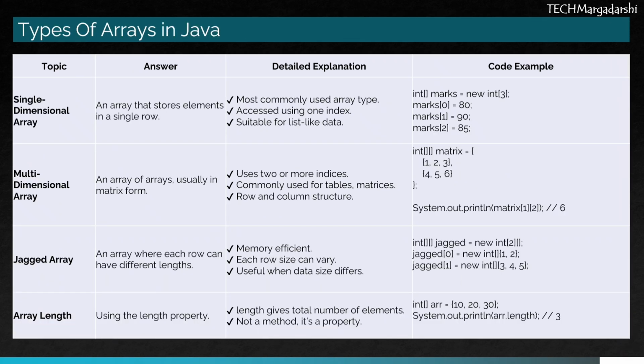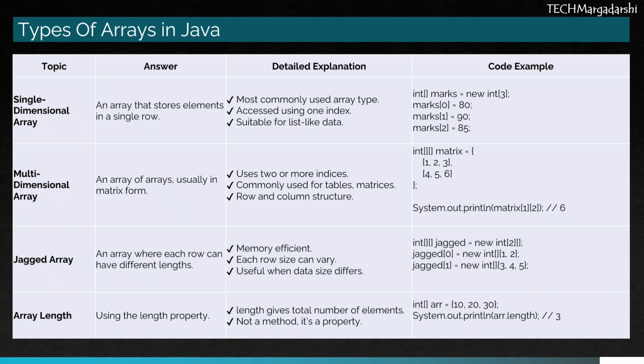Now let's understand the different types of arrays available in Java. First, we have the single dimensional array. This is the most commonly used array type and stores elements in a single row. Each element is accessed using one index, starting from 0. It's perfect for storing list like data such as marks or scores.